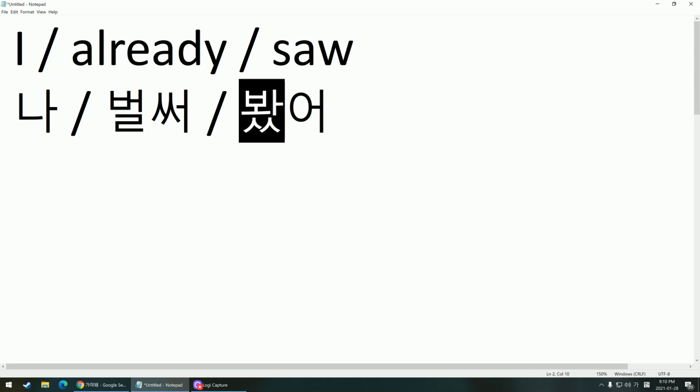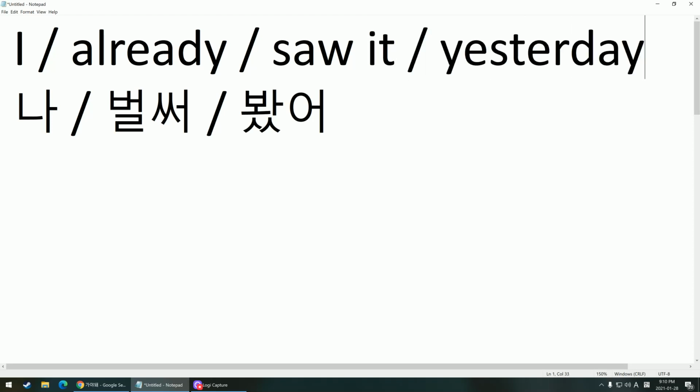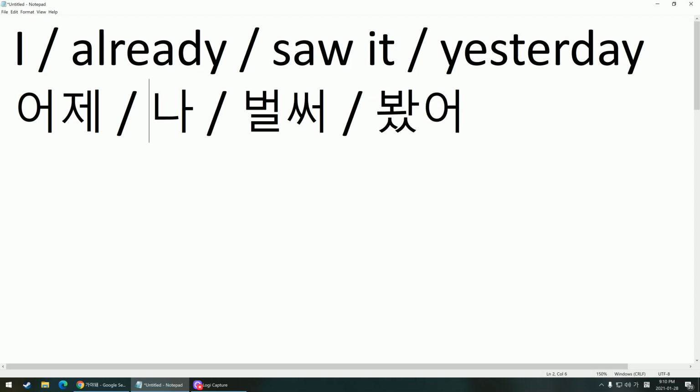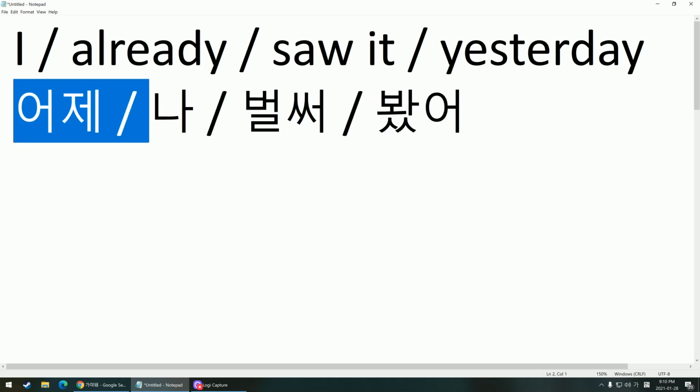How would you say I already saw it yesterday? Well, yesterday in Korean is 어제. So 어제 can go anywhere it wants to. It can go in the front right here. 어제 나 벌써 봤어. Yeah, that's an acceptable sentence.